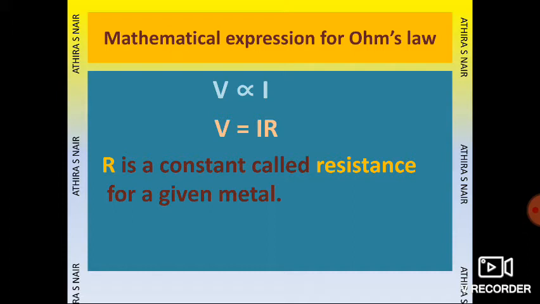We can change the proportional relation into an equation. Now we will get V is equal to IR. Here R is a constant called resistance. We can represent it by capital R. R is constant for a given material.